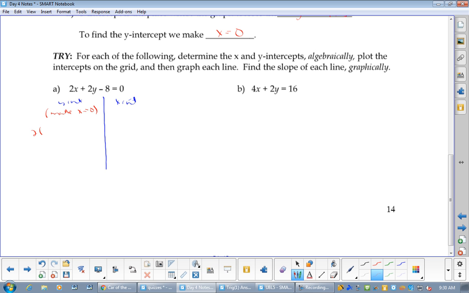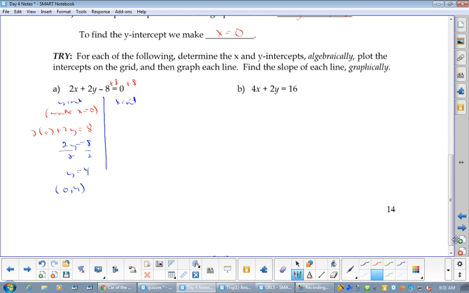So, 2 times 0 plus 2y. Why don't I just get that to equal 8? Do you see I could do that quite quick? Add 8 to both sides. Okay. So then, 2y equals 8. What does y equal? 4. Now since I made x equals 0, do you see this is 0, comma 4?